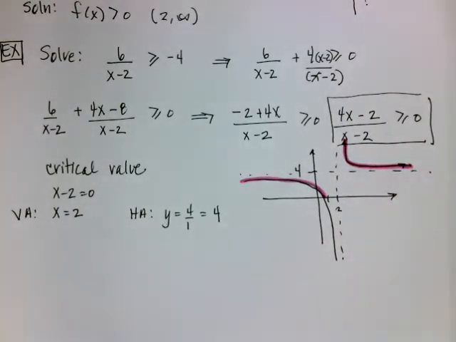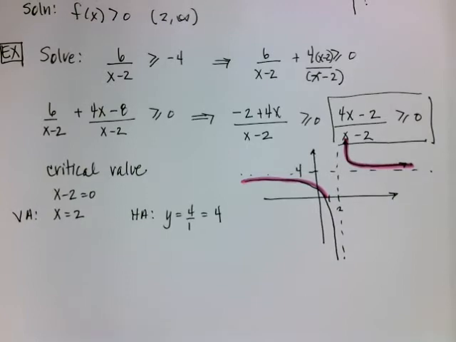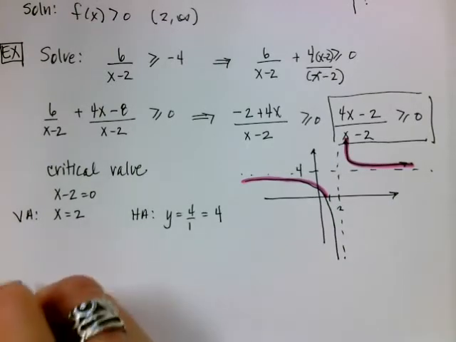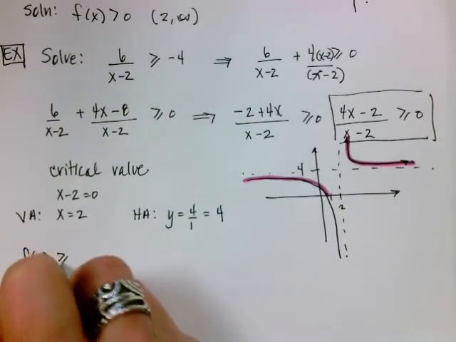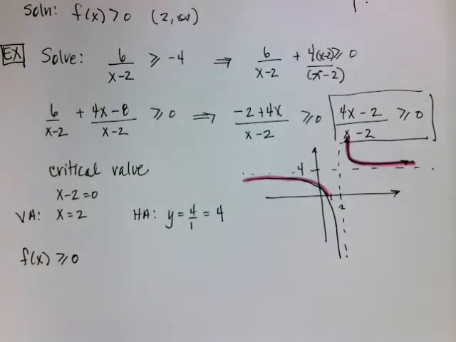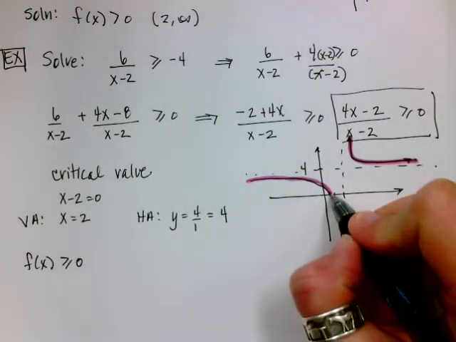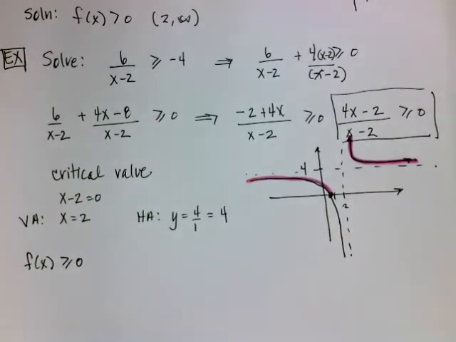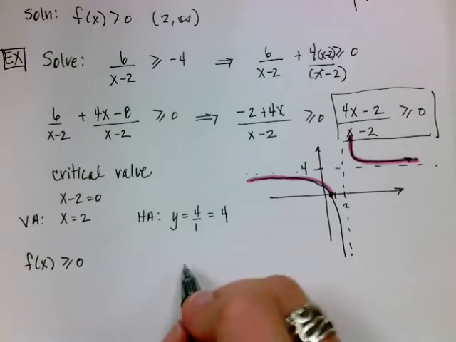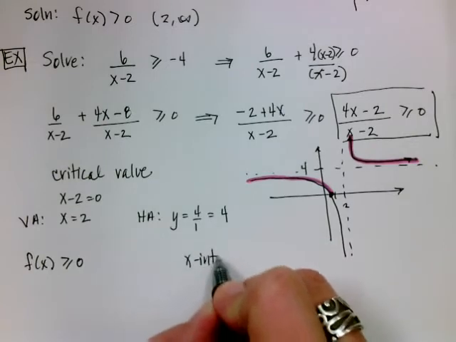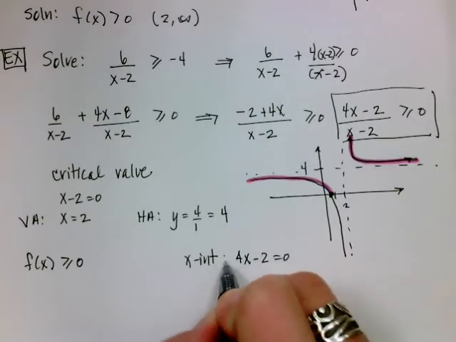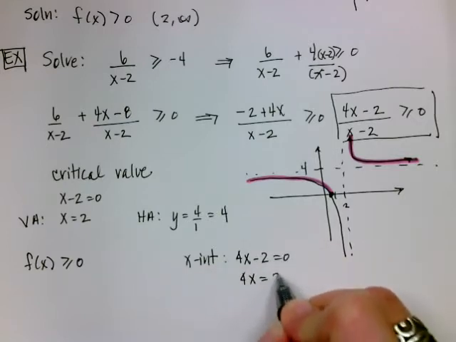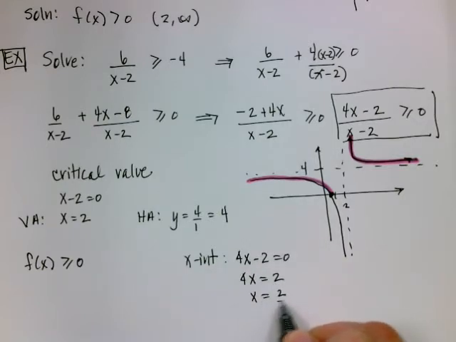So if I report my answer in interval notation, I'm going to say that f of x is greater than or equal to 0. Now before I finish, I need to find this point right here. And remember to find the x-intercept, it comes from the numerator. So if I have 4x minus 2 equals 0, then I get 4x is equal to 2. x is 2 over 4. So that's going to be a half.